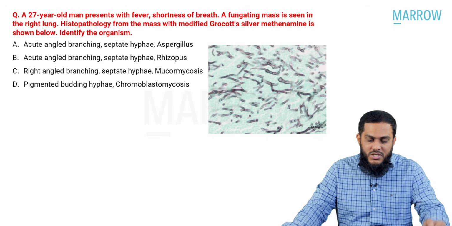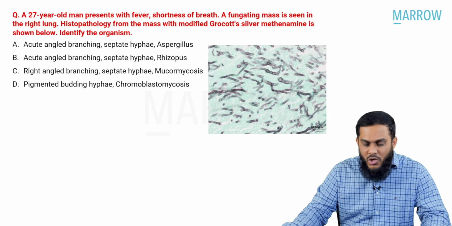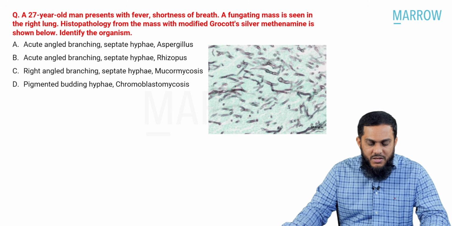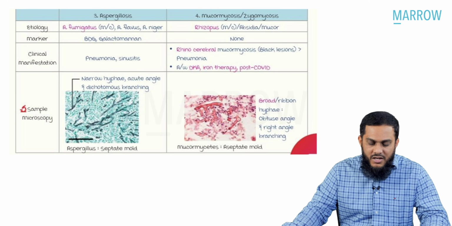Next question. A 27-year-old man presents with fever, shortness of breath. A fungating mass is seen in the right lung. Histopathology on modified Gomori's silver methenamine stain is shown below. Identify the organism. Directly from class notes.